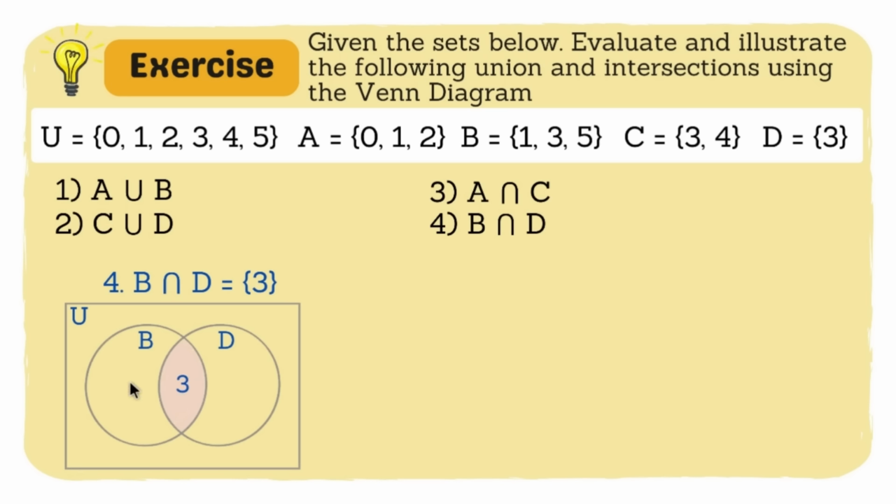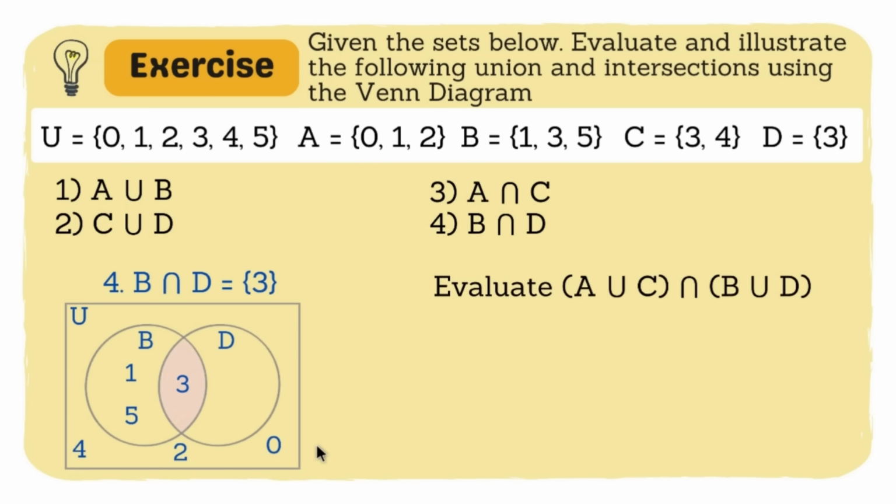And then anong naiwan kay B? B only, we have 1 and 5. Anong naiwan kay D? Wala po, since D only have here 3 as its element. How about the universal set? Ano po yung mga naiwan? We have 4, 2, and 0. There you go. That's our answers.